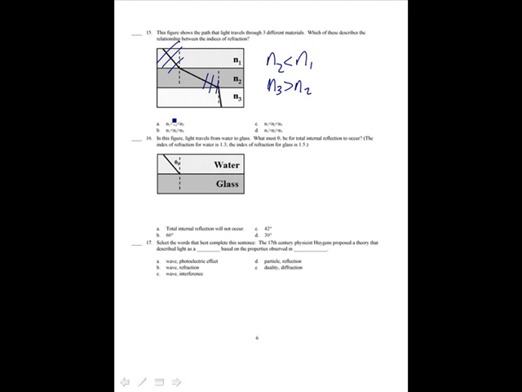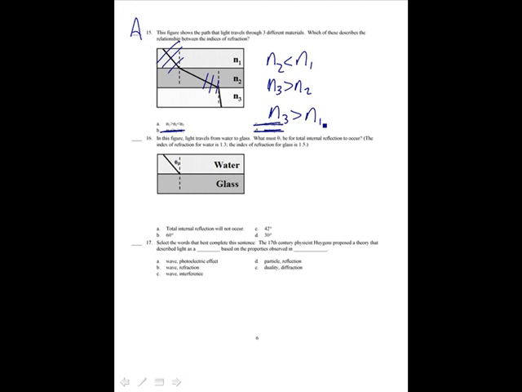Well, let's just see if that's enough to answer the question. So N1 is greater than N2. That gets rid of B and C. And then N3 is greater than N2. Right, that gets rid of D. So the answer for 15 should be A. By the way, you could also say that N3 is greater than N1.